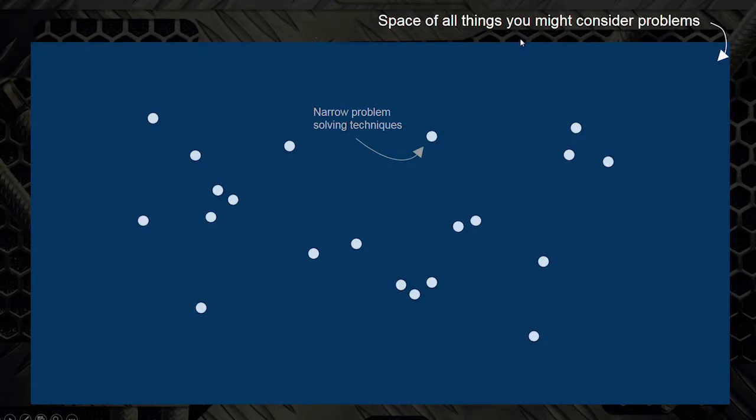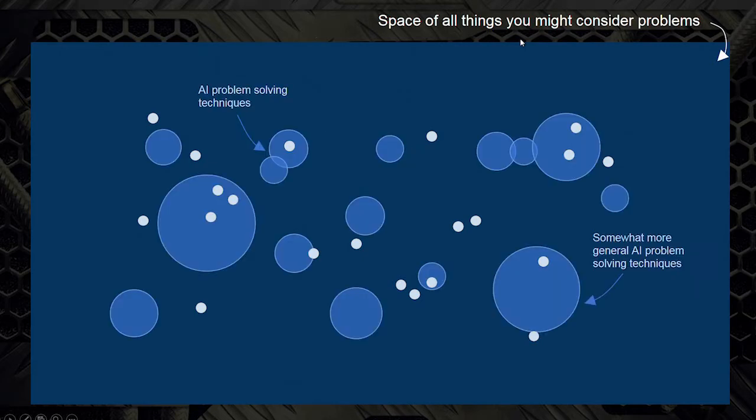Now, when we started solving problems as humans, we started creating different kinds of problem-solving techniques for every problem we encountered. What happened over time is we actually developed AI, and the cool thing about AI is it allows you to solve a slightly more general set of problems than having to handcraft a narrow problem-solving technique for every single problem you invent. This is cool.